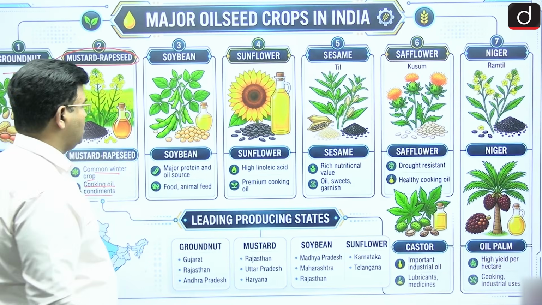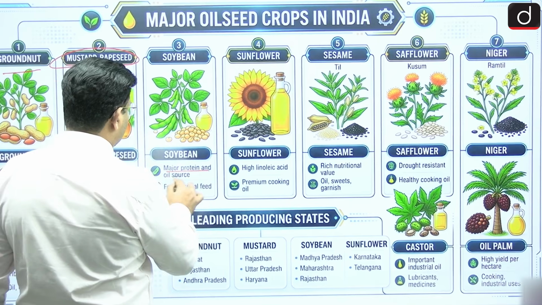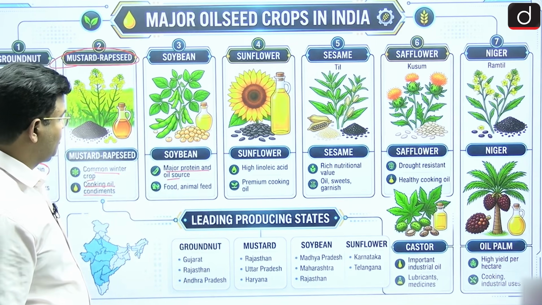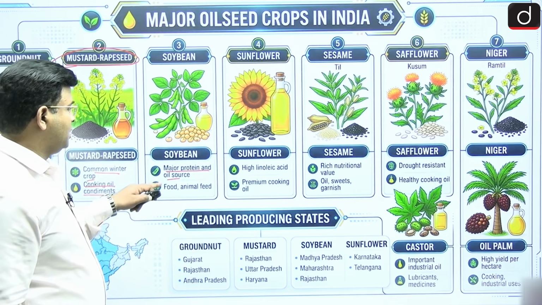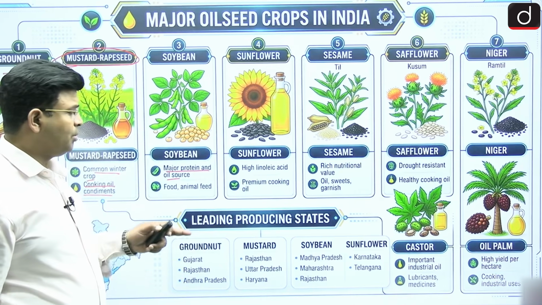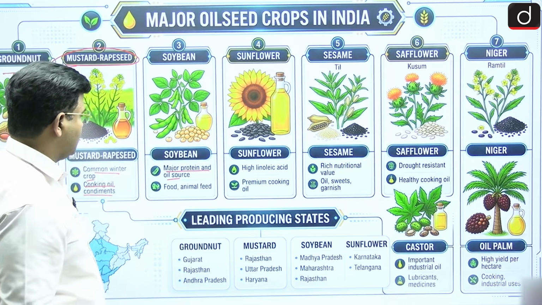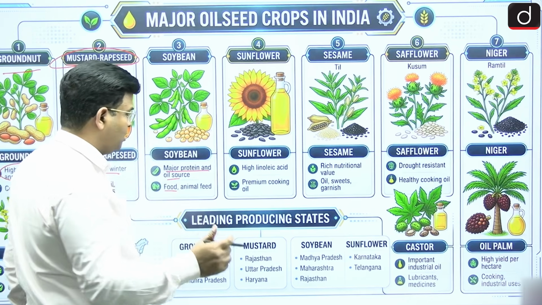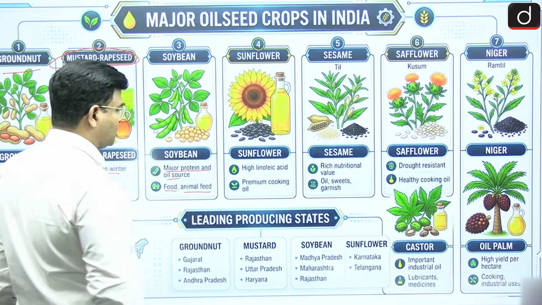And soya bean, you can say it is a major protein source. All of you know that Madhya Pradesh is one of the major producers of soya bean, and it also has a good amount of protein. It is used in our food. We make soya products, if you have seen, and animal feeds also use it.